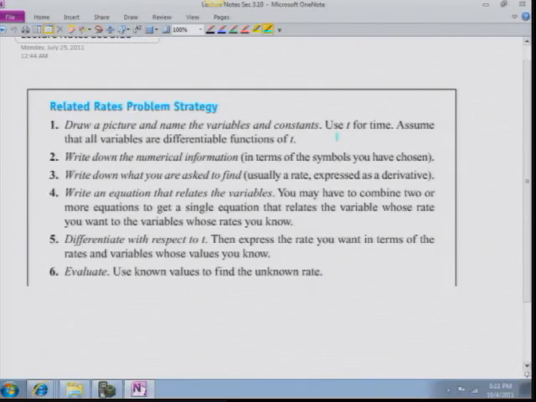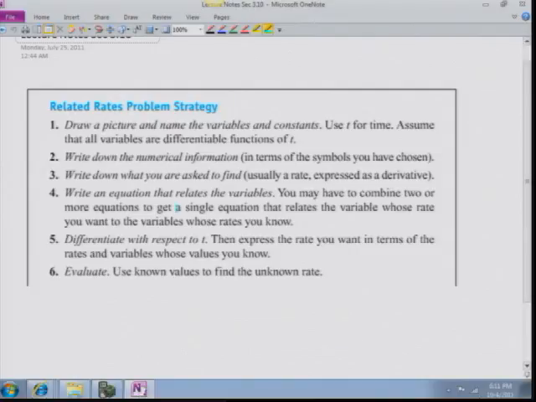All right, so 310, related rates. And this is just a strategy. You may or may not want to write this down. I wouldn't write it down. You can go on and get the notes, and it's right there. Drawing a picture is helpful, and remembering that everything is related to time. Okay, everything's related to time.